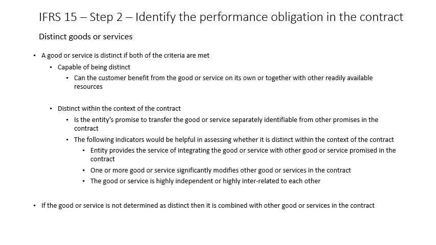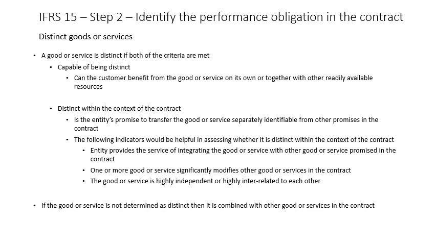The fact that a good or service is regularly sold separately by the entity is an indicator that the customer can benefit from the good or service on its own or with other readily available resources. The second criterion is whether it is distinct within the context of the contract. That is, the entity's promise to transfer the good or service is separately identifiable from the other promises in the contract.